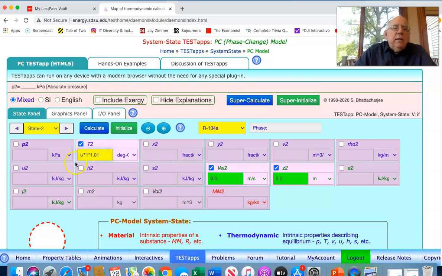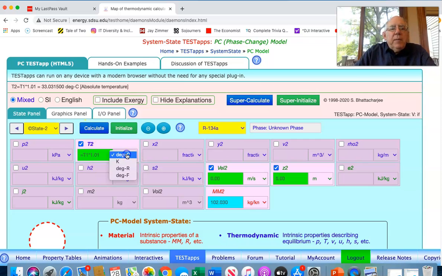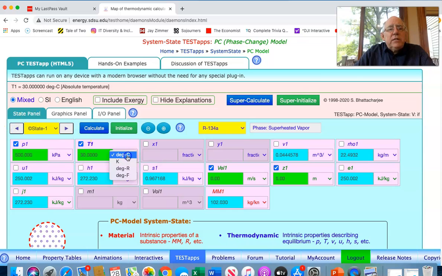Now, keep in mind that the variables in test are always in absolute units, even though the temperature appears to be in Celsius here. And so I'm going to check this. I'm going to do a calculate here, and I'm going to go ahead and set this to Kelvin. And so with that, you see that I'm saying I want the Kelvin temperature to be 1% higher. Likewise, over here on state two, this is the Kelvin temperature associated with the initial state. So it's 1% higher. It's about 3 degrees Kelvin higher.